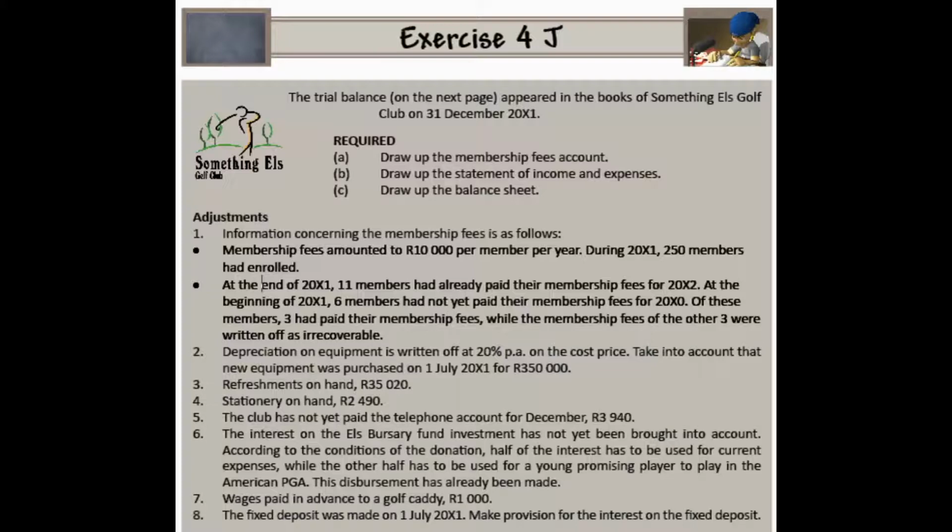Okay, and then you take the full amount for the rest of the 6 months. In other words, it's 5.4 million times 20% times 6 over 12. If you multiply that, you get an amount of 540,000. Okay, so that is the one method.